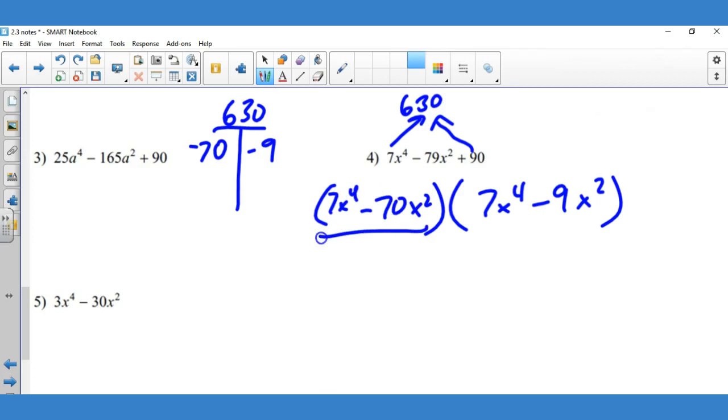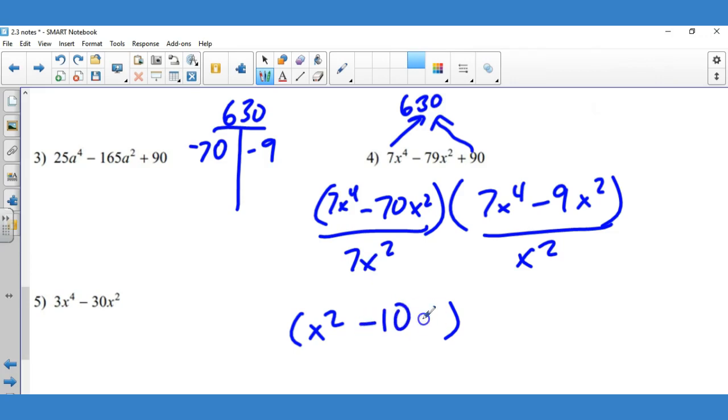Now right here, factor out the GCF, that looks like 7x squared. And over here, factor out the GCF, it looks like x squared. So here, 7x to the fourth divided by 7x squared is going to be x squared. And negative 70x squared divided by 7x squared is going to be negative 10. 7x to the fourth divided by x squared is 7x squared. And negative 9x squared divided by x squared is going to be negative 9. So here's your solution set to this problem.